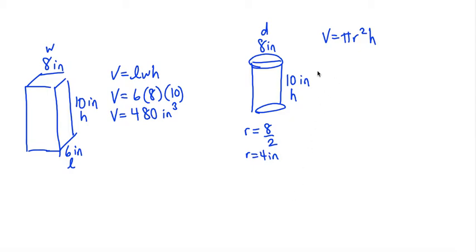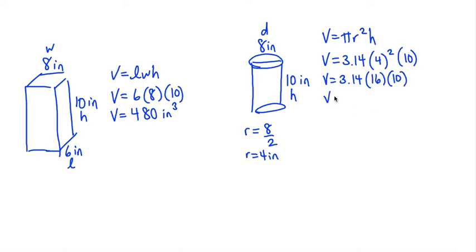So now I can plug that into my volume formula for my cylinder. I'm going to use 3.14 as pi, or you can use your pi button. 4 is going to be your radius, so 4 squared times your 10 for your height. Make sure you're following order of operations, so we'll do our exponents first. So 4 squared, or 4 times 4, is 16. And now I can multiply all 3 of these numbers together. So 3.14 times 16 times 10. And I get a volume of 502.4, and my units are inches cubed.